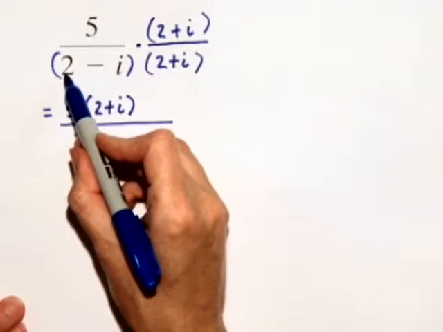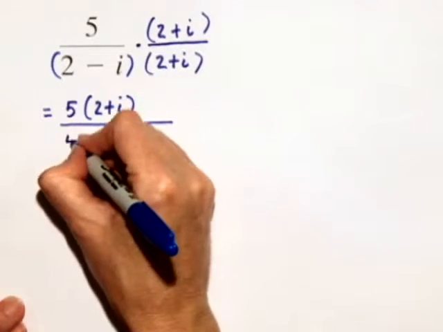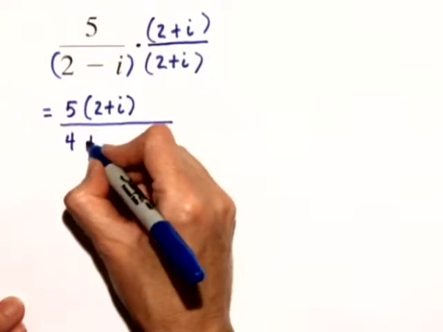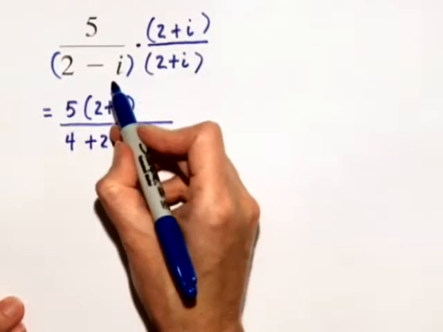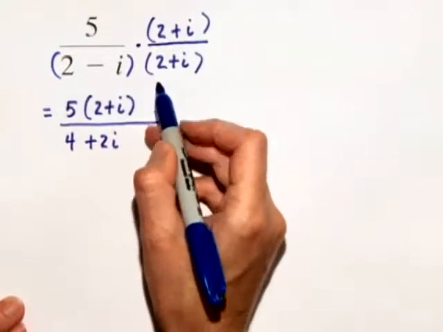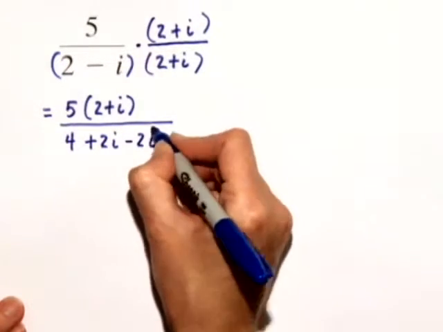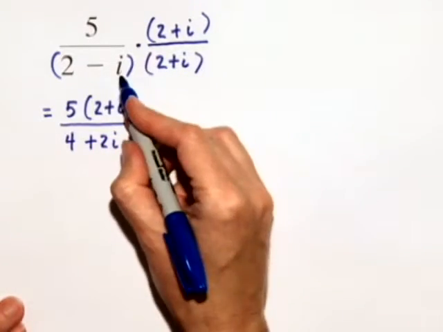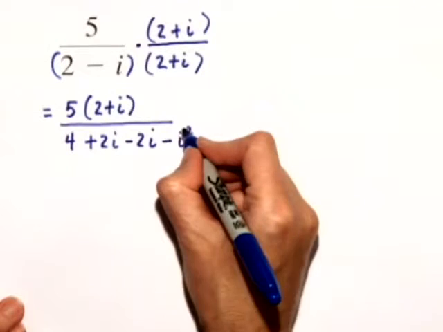So we have the first two terms, 2 times 2, which gives us 4. The outside terms, we have 2 times i, so that's plus 2i. For the inside terms, we have negative i times 2, that's negative 2i. And for the last two terms, a negative times a positive is a negative, i times i is i squared.